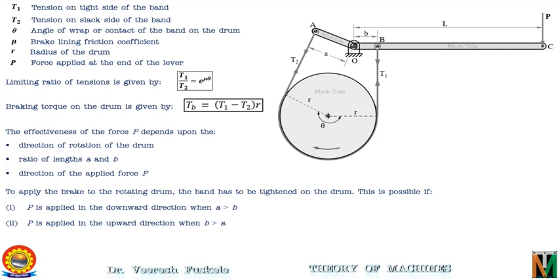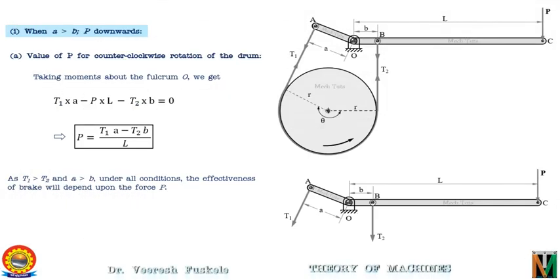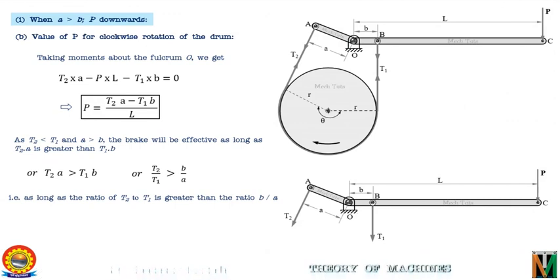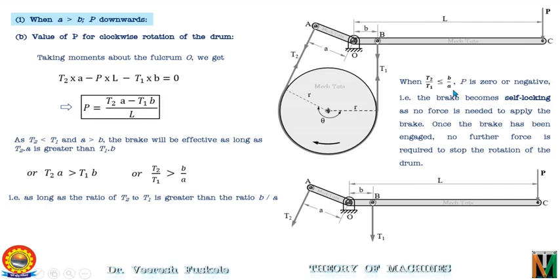We further discussed the first configuration of the differential band brake in which the distance A is greater than B and the force P is applied in the downward direction on the lever. We derived the equation of the force applied in both cases, counterclockwise and clockwise, and learned about the condition of self-locking in the case of clockwise rotation. That is, if A is greater than B and force P is applied in the downward direction on the lever, and the drum is rotating in the clockwise direction, if T2 by T1 is less than B by A, then the brake will be a self-locking brake.